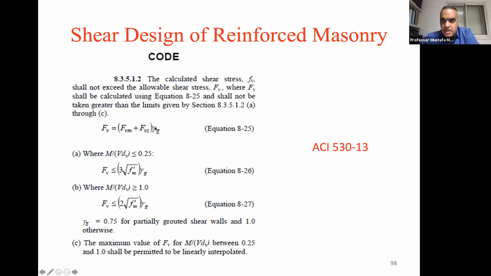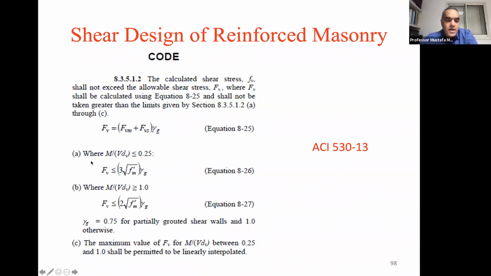Gamma sub G has been introduced in the last 2 cycles, 2013 and after. This is a factor that accounts for the partially grouted shear walls. If it's partially grouted, we use 0.75. If it's fully grouted, we use 1. That's why it's important, and it was overestimated before. So if it's partially grouted, we have to reduce that.